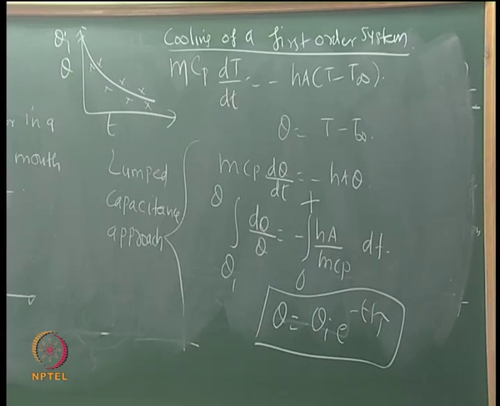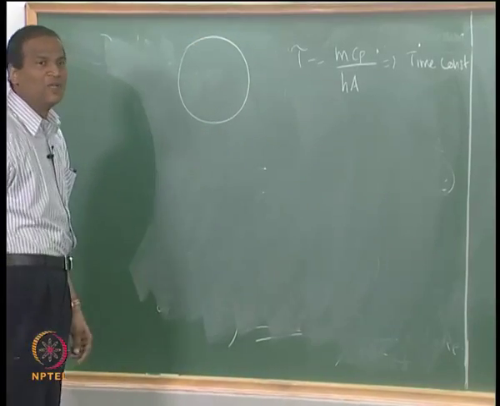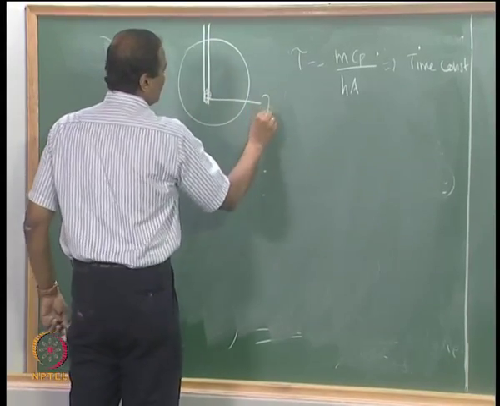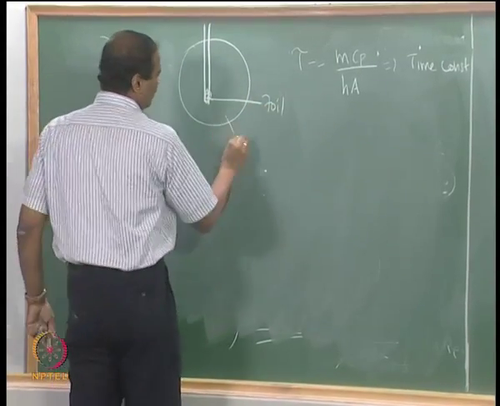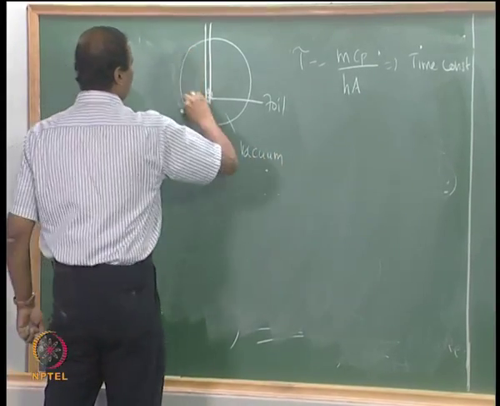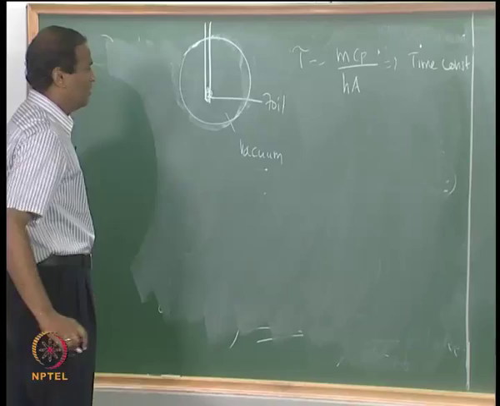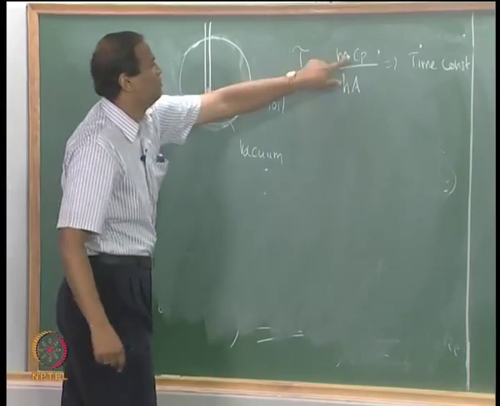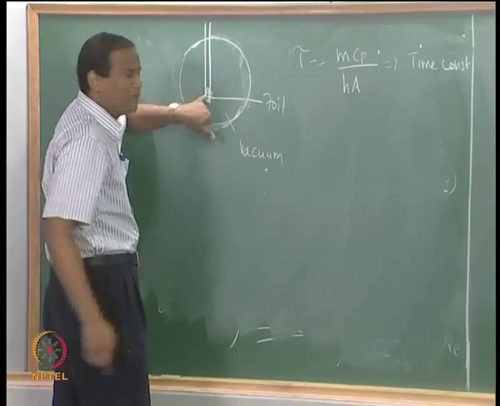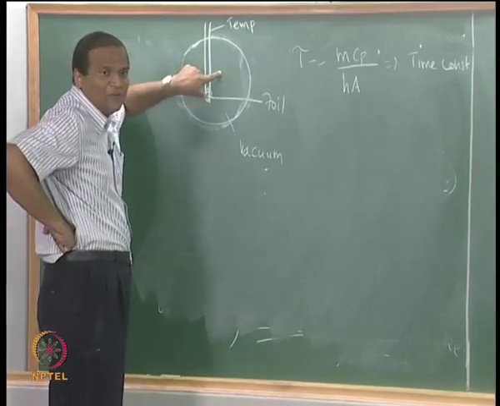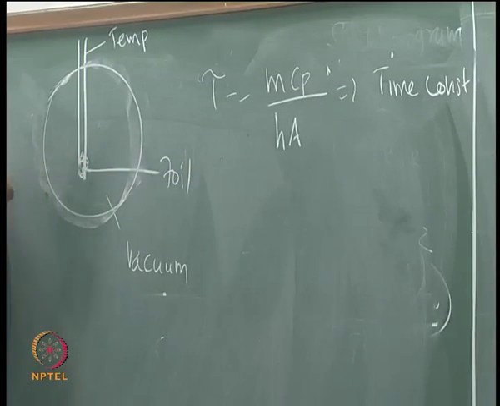Now I can make it a little more interesting. Suppose I can have a dome like this, I can have a foil, I can have vacuum, I can heat it, and if this is the MCP, A, everything of the foil is known. So here I can measure the temperature, this is vacuum. Now I completely avoid convection.